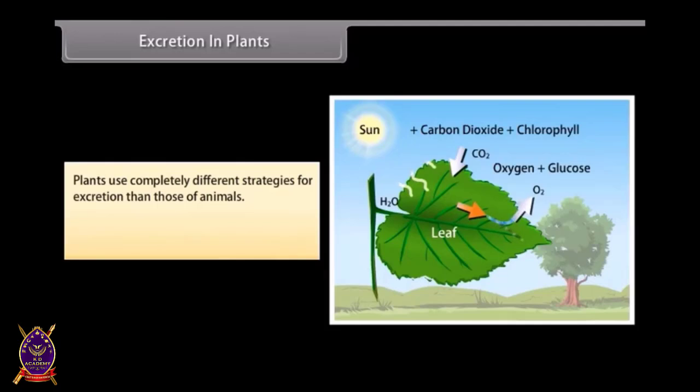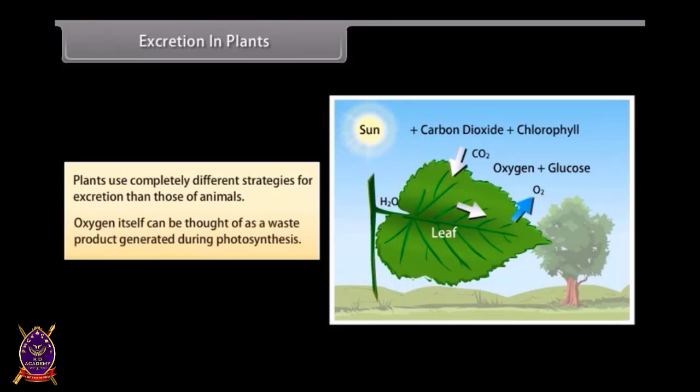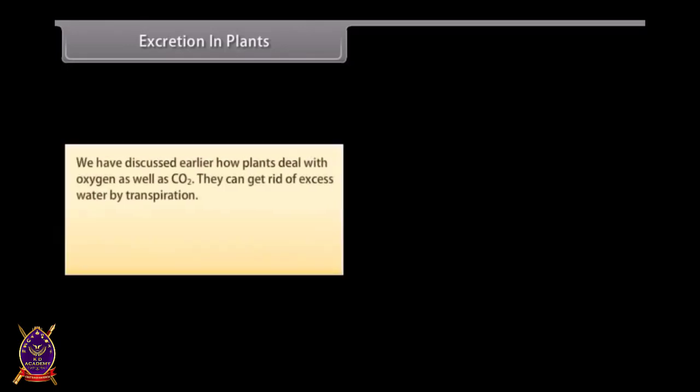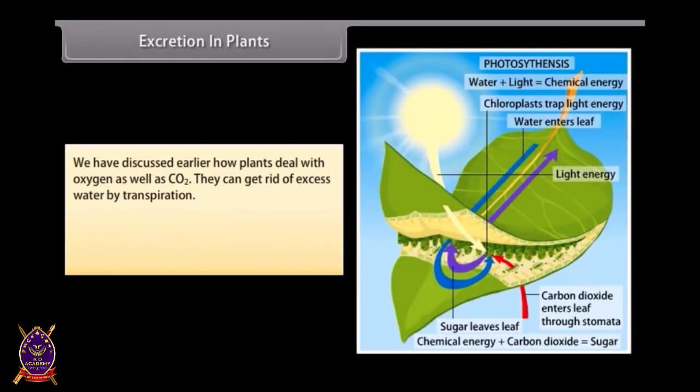Excretion in plants. Plants use completely different strategies for excretion than those of animals. Oxygen itself can be thought of as a waste product generated during photosynthesis. We have discussed earlier how plants deal with oxygen as well as carbon dioxide. They can get rid of excess water by transpiration.